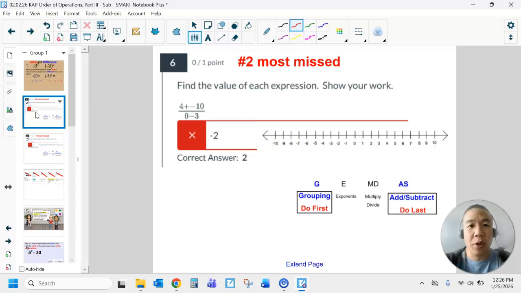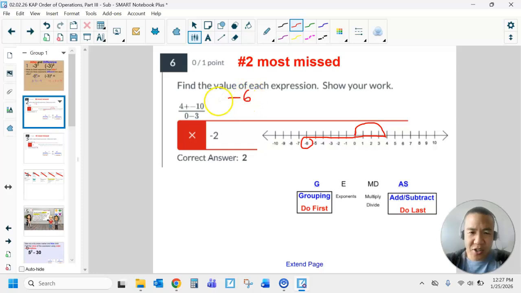Last night I went through your homework to see what happened. From what I could tell, this was the number 2 most missed problem: 4 plus -10 divided by 0 minus 3. Some of you got it wrong because of the sign. Here's the number line, 0. I go 4 to the right, plus -10. -10 is to the left, 10 spaces. What number is this? -6.